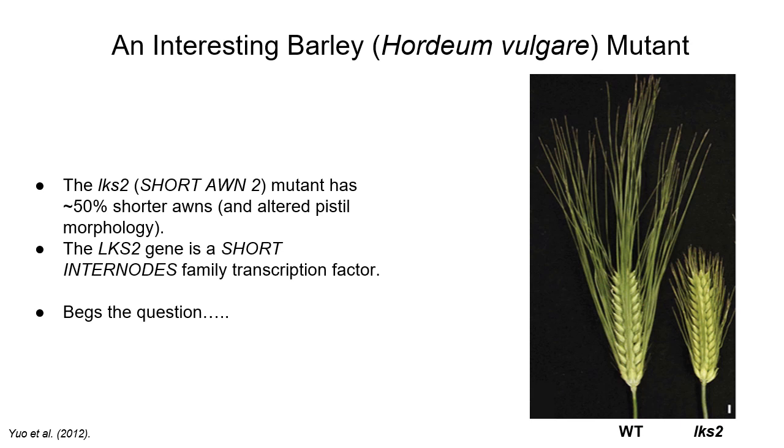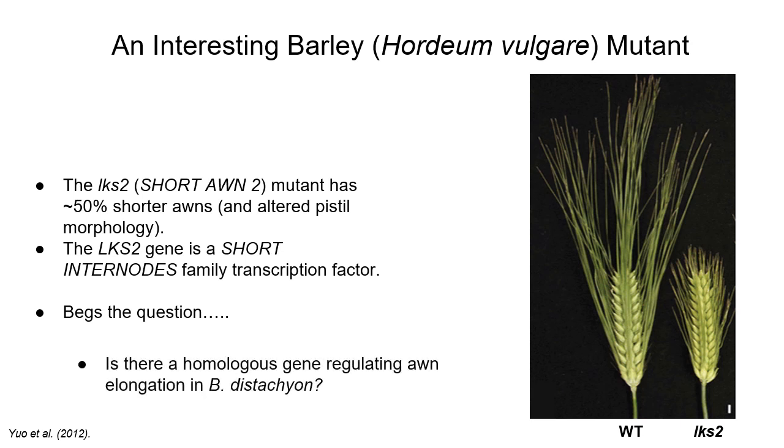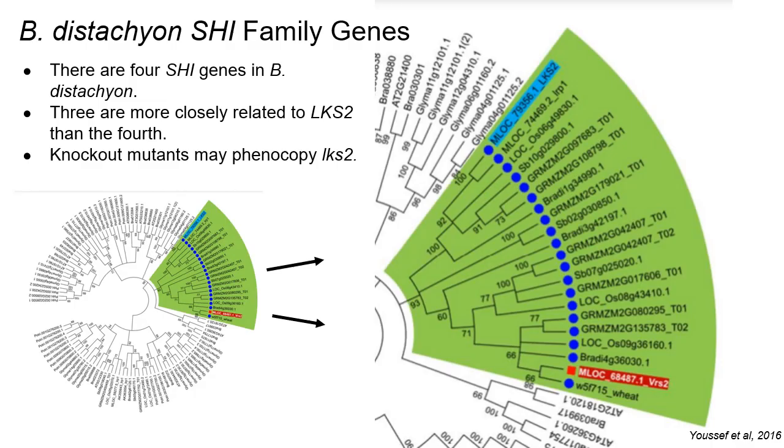The LKS2 gene is also a short internodes family transcription factor, and transcription factors generally have a higher impact on development than other genes. This begs the question, is there a homologous gene regulating awn elongation in Brachypodium distachyon that we could investigate to determine how conserved the pathway for awn development is in the Pooideae? I'm glad you asked, because there is a homologous gene, in fact, multiple. Below is a gene tree or phylogeny of short internodes genes, or SHI genes, in Brachypodium, barley, and several other plant species.